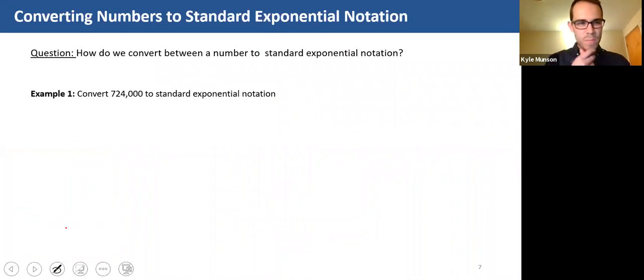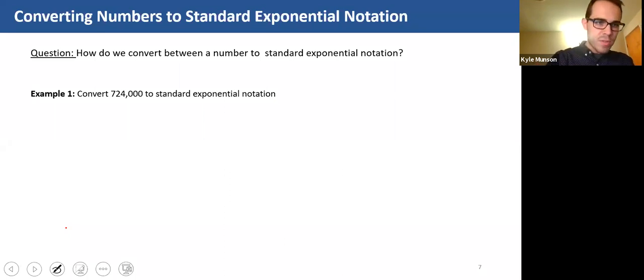So here's our example. Convert 724,000, the number, to standard exponential notation. Well, how do we do that? Well, there's a few ways. Maybe you've already done it in your head, and if you have, that's great. You might even have a calculator that can convert between a number and standard exponential notation. But even if you do, hold off on using the calculator. Let's try to do this together so we understand what the calculator is doing.